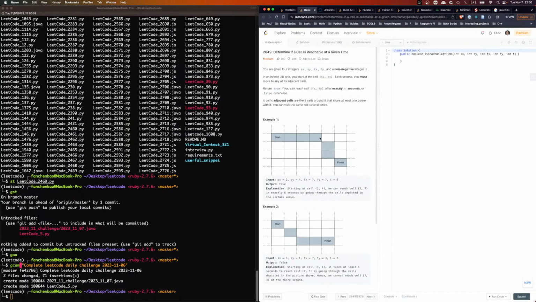We can use the Manhattan distance as the baseline. So the baseline is 8. If the required time is more than 8, then we can always waste time. We can go here, then go here.